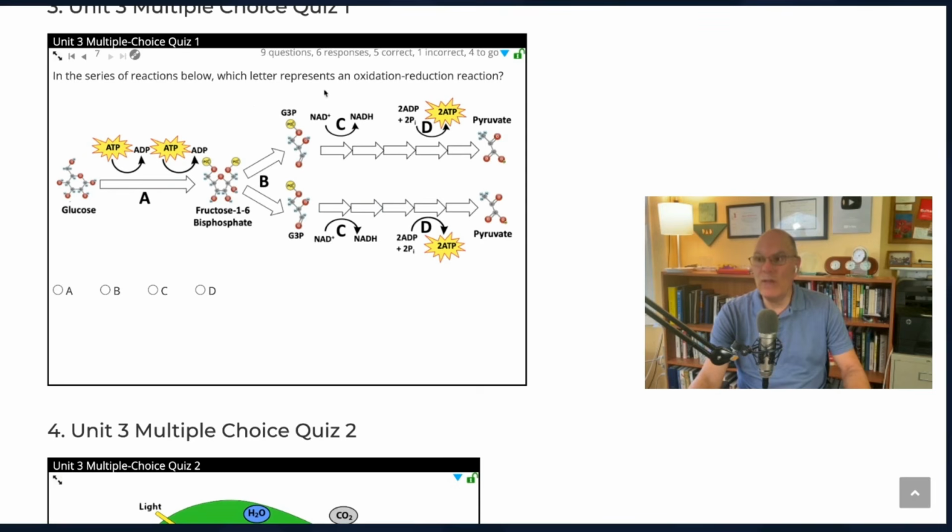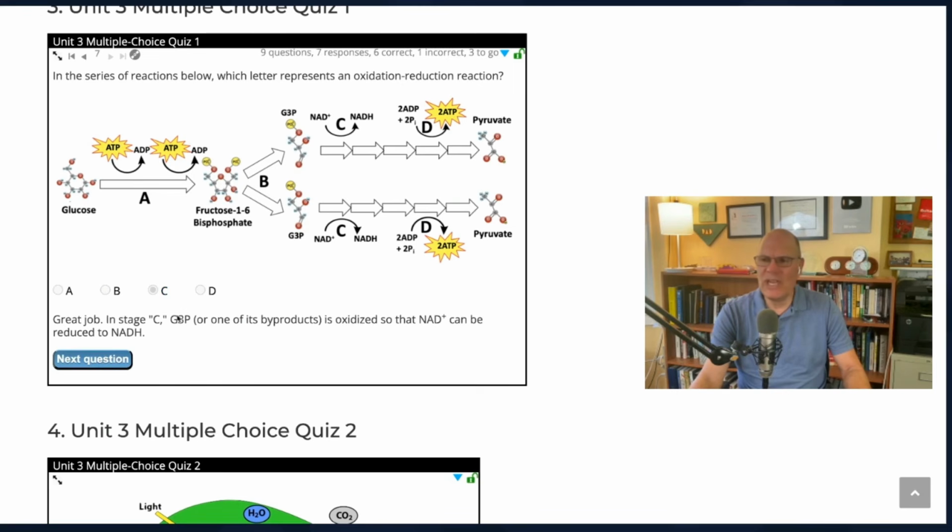So which of those, A, B, C, or D, represents an oxidation reduction reaction? It's the one where NAD plus is being converted to NADH. That's choice C. Great job. In stage C, G3P, or one of its byproducts, is oxidized so that NAD plus can be reduced to NADH.